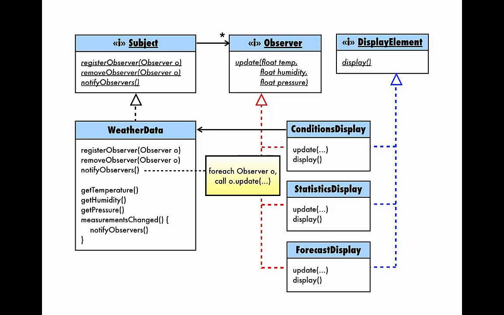Here's the class diagram for our specific weather monitoring application. The displays are observers, and the weather data object is the subject. The display objects register with the subject and are notified via a call to their update method when the data changes. The registered observers are simply stored in a list structure, and when the observers need to be notified about a change in the data, the subject simply iterates through that list and calls the update method for each observer.